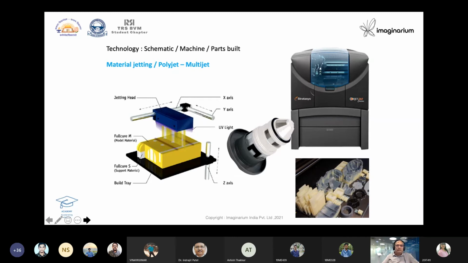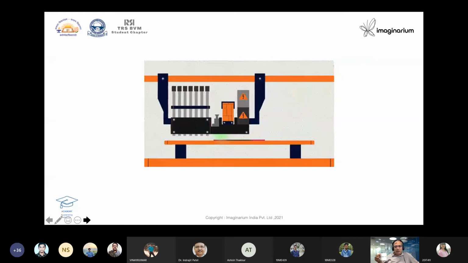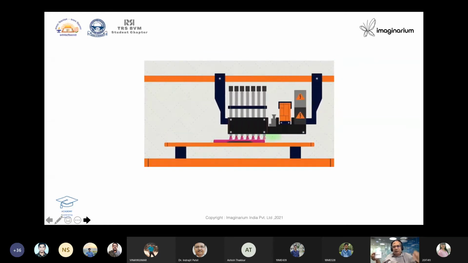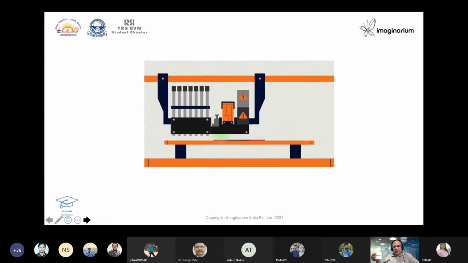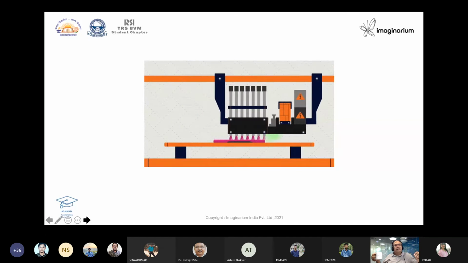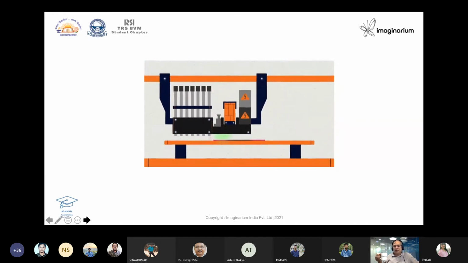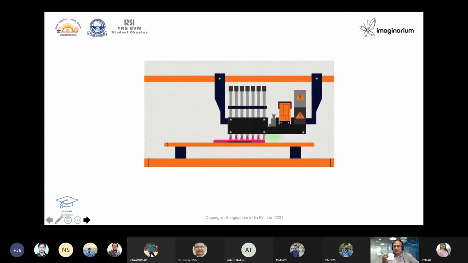So material jetting is somewhere mimicking that. And you can see an animation here, how it is a paste-like consistency. It is getting deposited. Towards the end, there is a green color, that is a UV light, which is going to again set this paste-like material into a hard material. The hard or soft depends on the additives you have here.